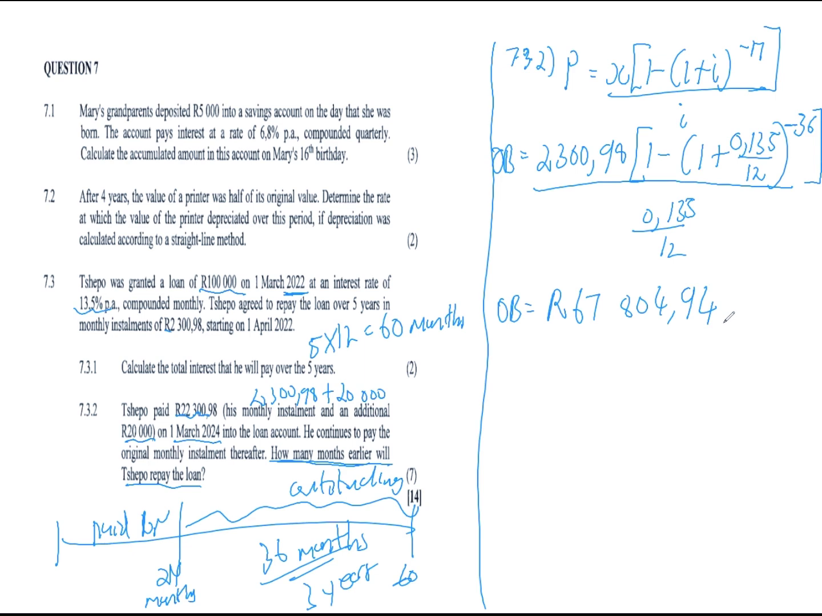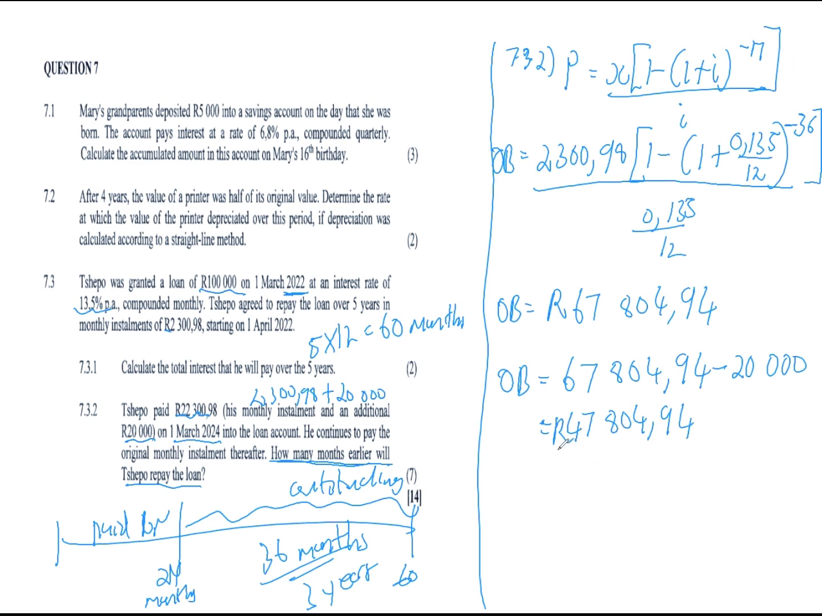67,804.94, right? But then remember, in that month of March 2024, he actually did something. He paid a lump sum of 20,000. So that means the outstanding balance would now be 67,804.94 minus the 20,000, meaning that we are now left with what? To pay off the loan, we are now left with 47,804.94, which is the new outstanding balance after he makes that lump sum payment of 20,000.